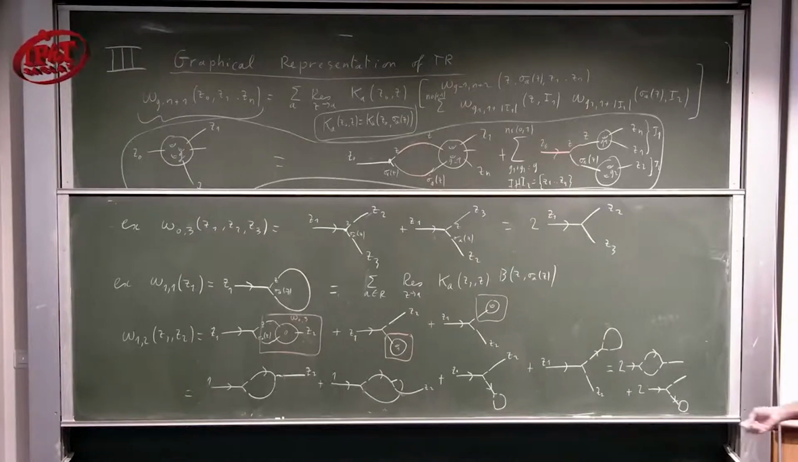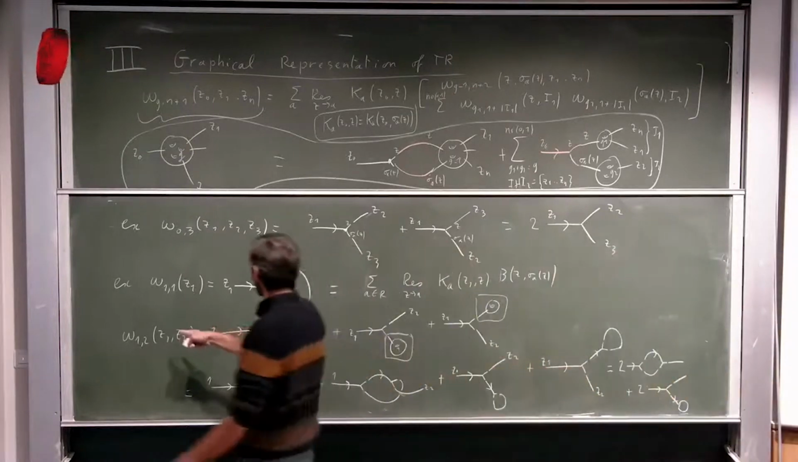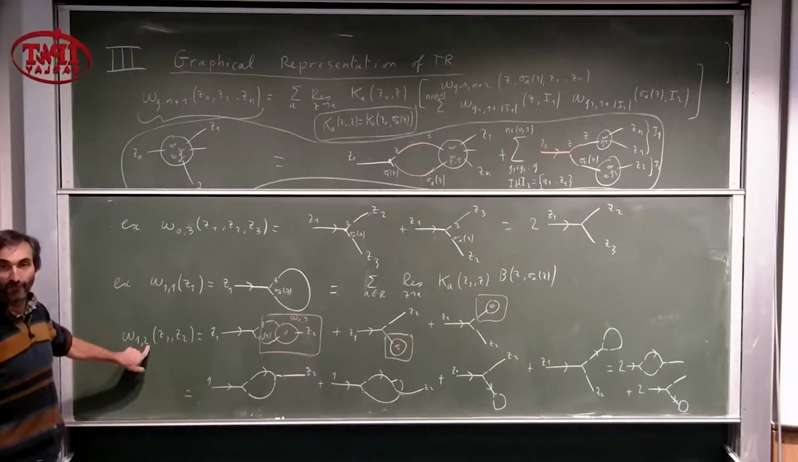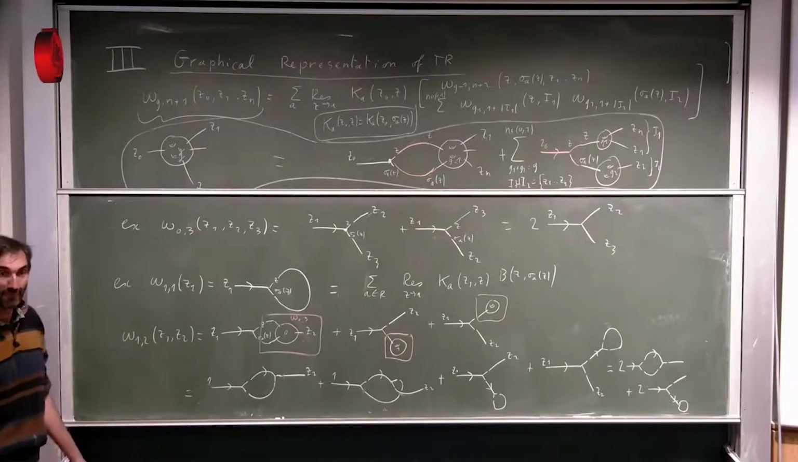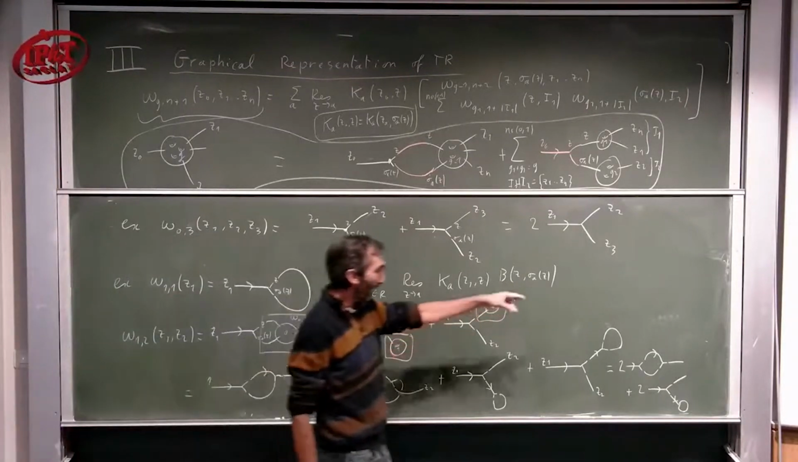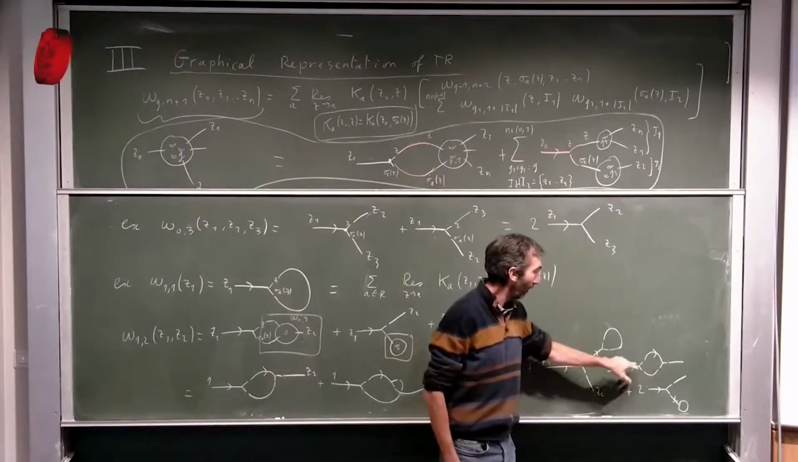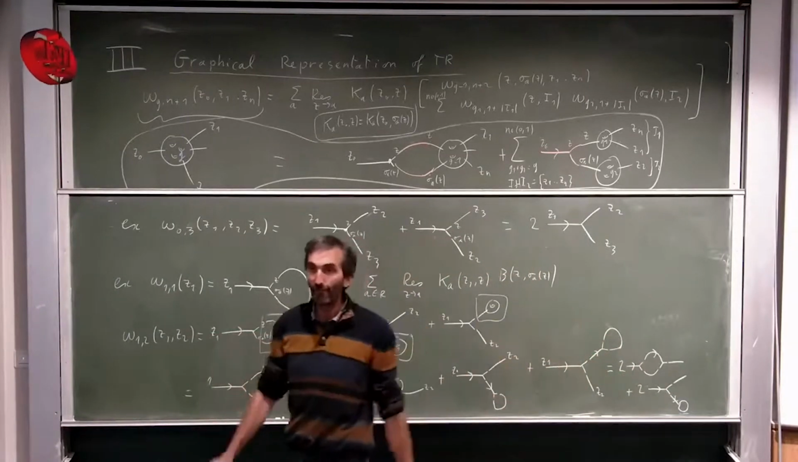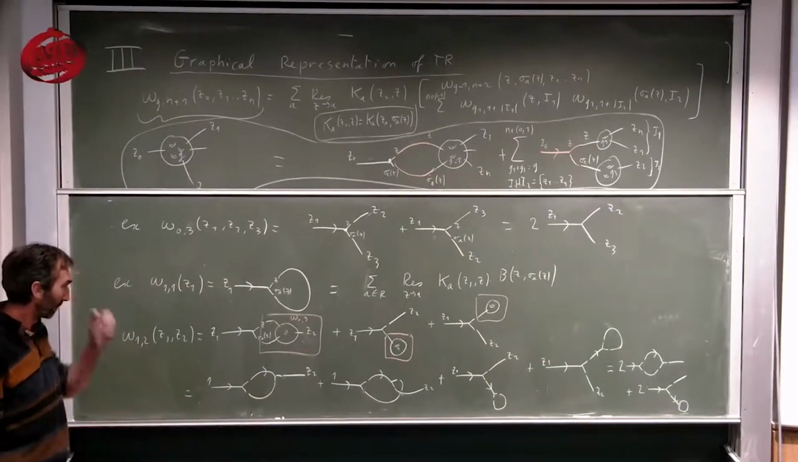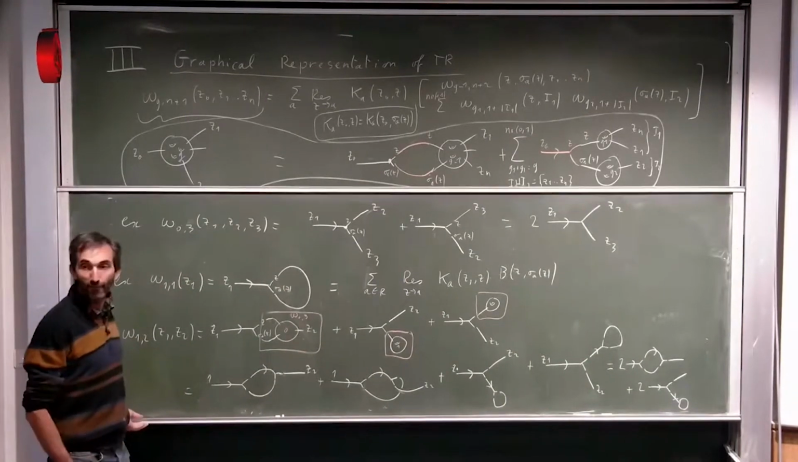You see each time, for example, omega 1, 2 is the sum of graphs that have one loop on two outer edges, two outer legs, of course. So omega 1, 2 will be the sum of graphs with one loop on two external edges. Okay. And you can repeat this.